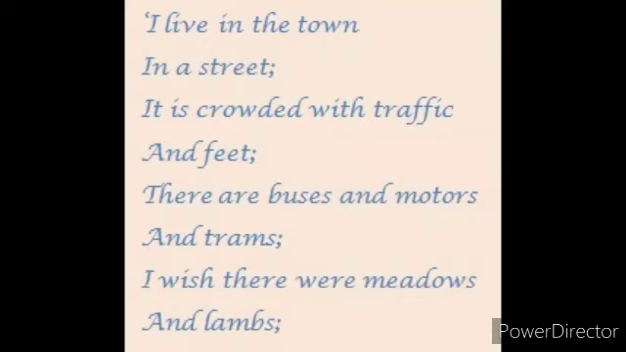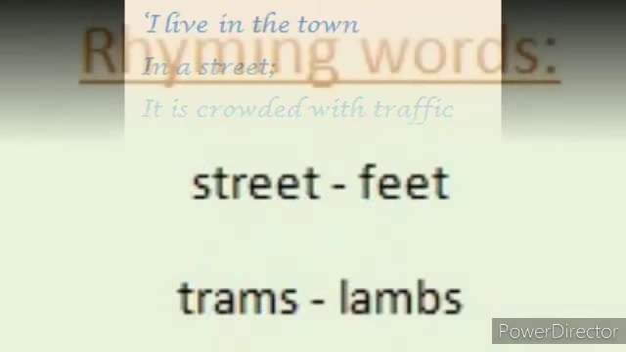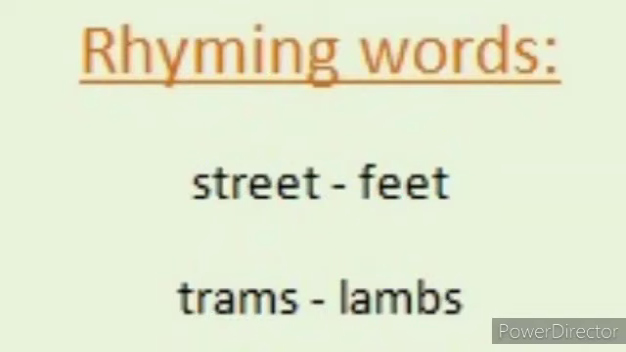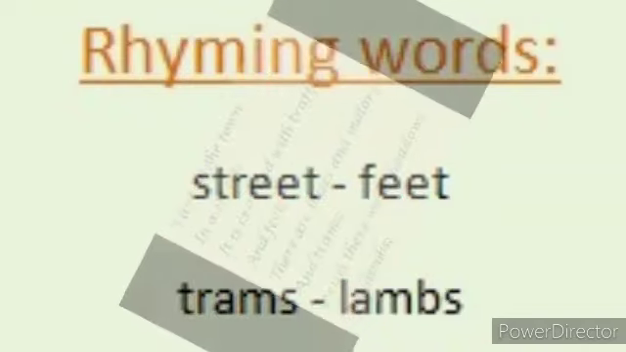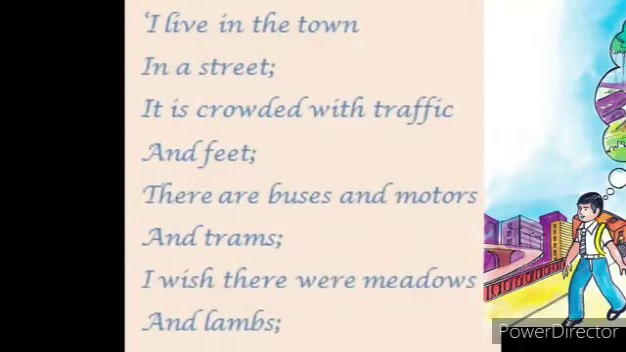Well, look at the poetic language, children. It is light and easy. Here, light and easy words are used. They are also arranged rhythmically. They are rhyming words, for example, street, feet, trams, lambs. The setting of the poem is a town. The child in this poem lives in a town. The town style is reflected here.